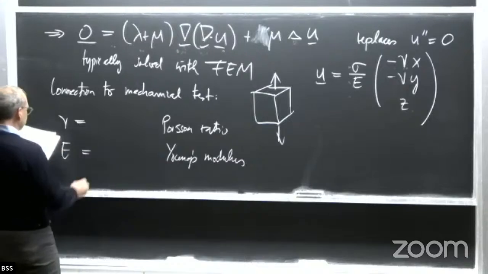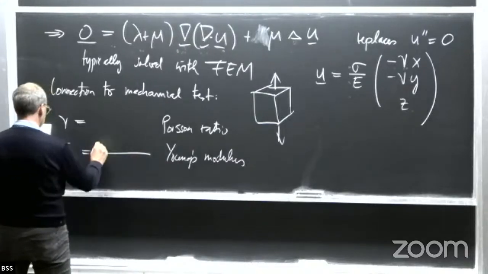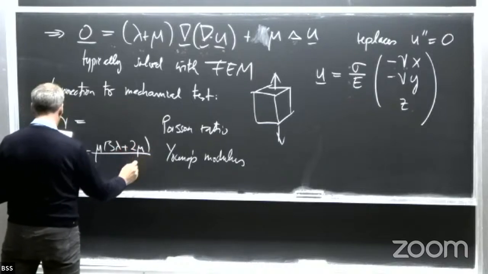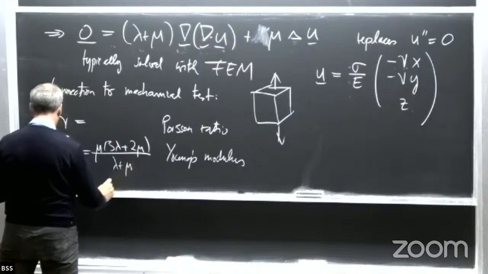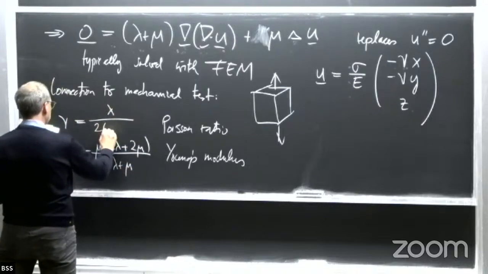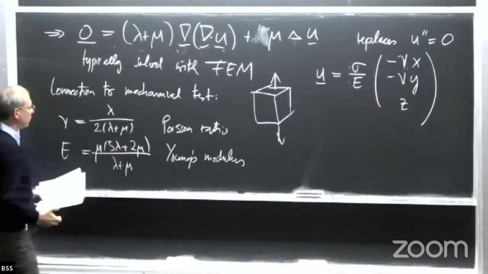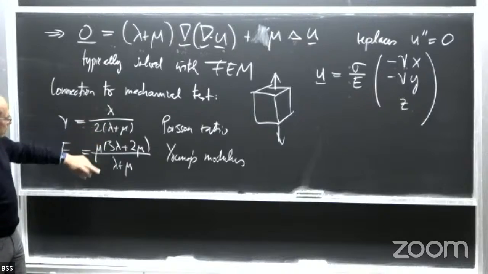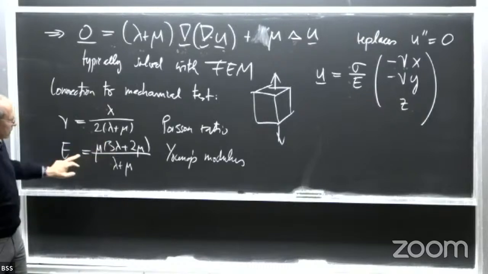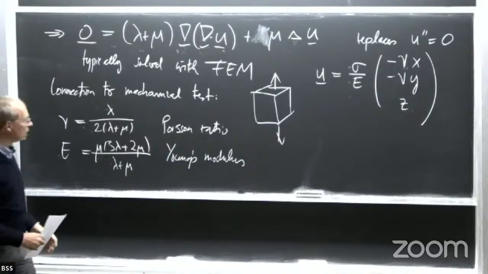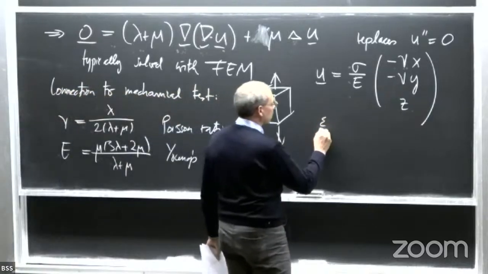The definitions are: E equals mu times 3 lambda plus 2 mu divided by lambda plus mu. And the Poisson ratio is lambda divided by 2 lambda plus mu. You see immediately the Poisson ratio is dimensionless because it's the quotient of quantities that are all in Pascal.